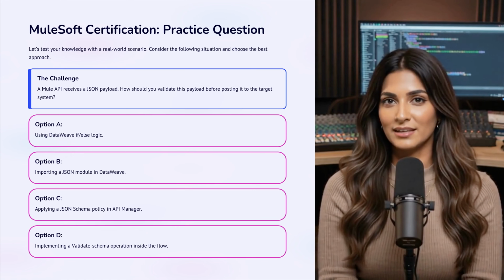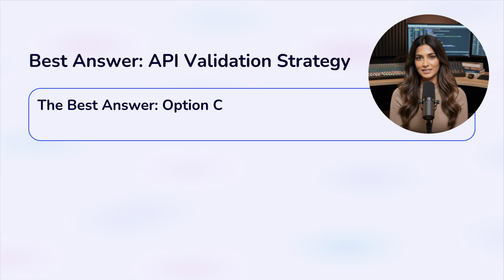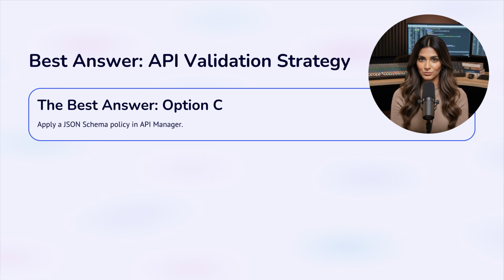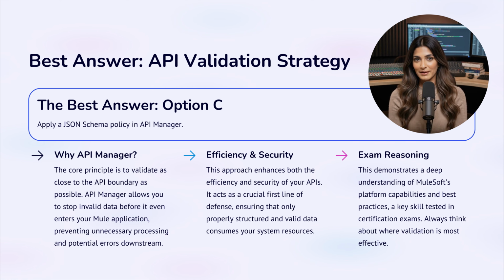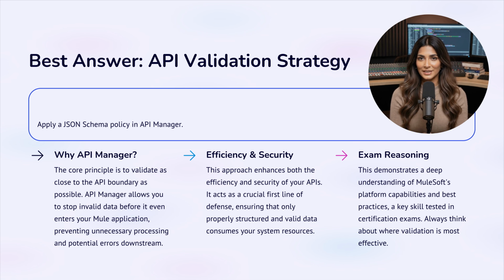Now pause and think. The best answer? C. Apply the JSON schema policy in API Manager. Why? Because you want validation as close to the API boundary as possible to stop bad data before it reaches your system. That's the kind of exam reasoning you'll need.